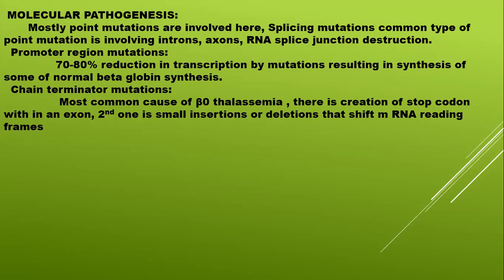Molecular pathogenesis: mostly point mutations are involved in thalassemia. Splicing mutations are the common type of point mutation, which involves the introns, exons, and RNA splice junction destruction. Promoter region mutation: 70 to 80% reduction in transcription, resulting in the synthesis of some normal beta globin. Chain terminator mutation is the most common cause of beta thalassemia. There is creation of a stop codon within an exon. And the second one is small insertions or deletions that shift the messenger RNA reading frame.